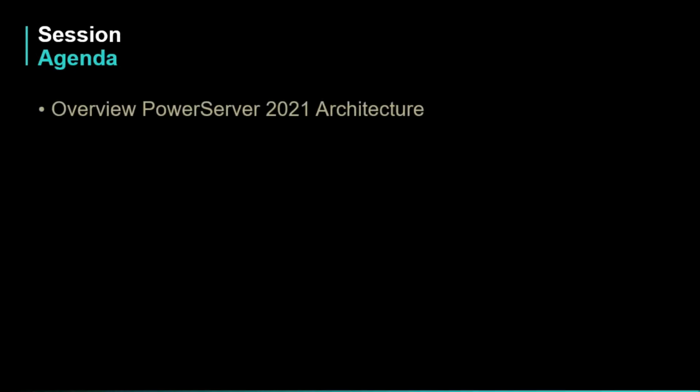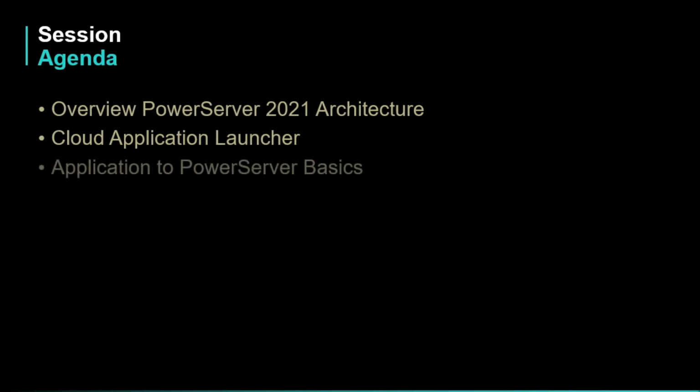So let's have a look at what we're going to discuss in this section. First of all, an overview of the PowerServer 2021 architecture. How does it all work? How do the pieces fit together? Then we'll look at an assistant that's required called the Cloud Application Launcher. Where do you build it? Where does it reside? And how does it actually interact from the client or end user point of view?